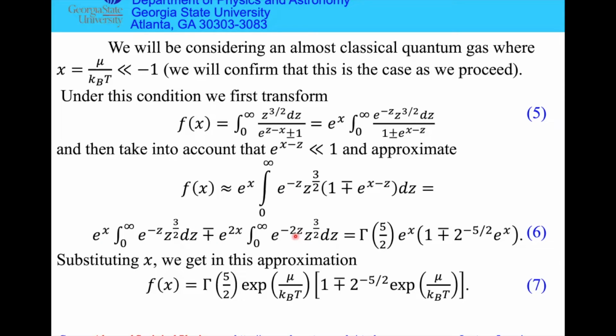Here I will denote 2z as a new variable. So I'm getting 1/2. The total power of this should be 5/2. So this is 1/2 in denominator, power of 5/2. And I'm left with extra e to the x. So 1 e to the x here, and the second here. So in this approximation, if I substitute this x, f of x is gamma of 5/2 exponential of mu divided by kBT, 1 minus plus 1 over 2 to the power 5/2, and another exponential. This exponential is small quantity.